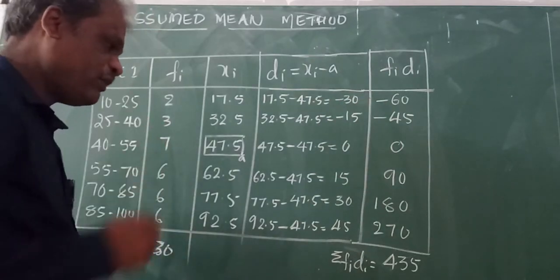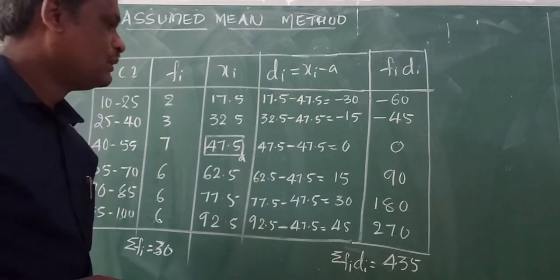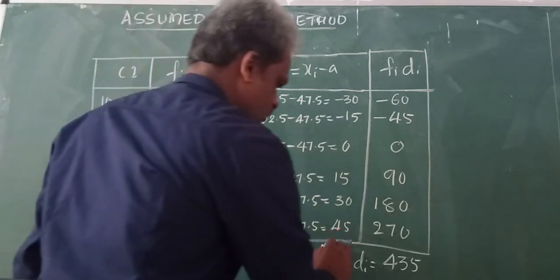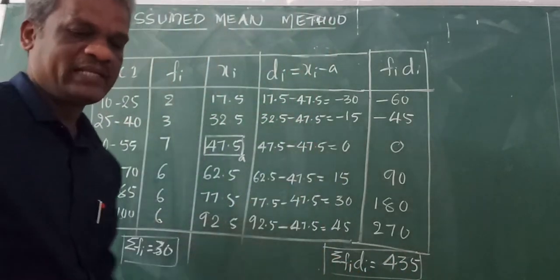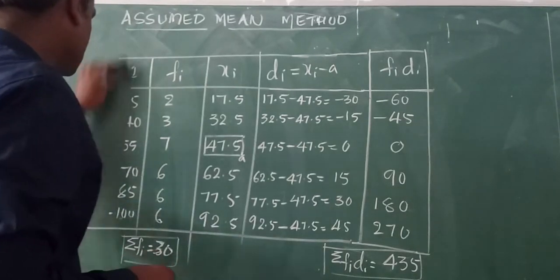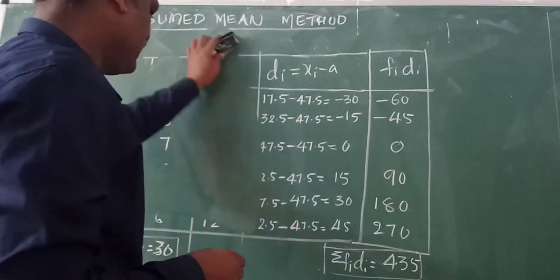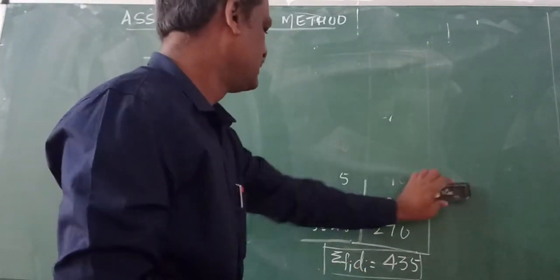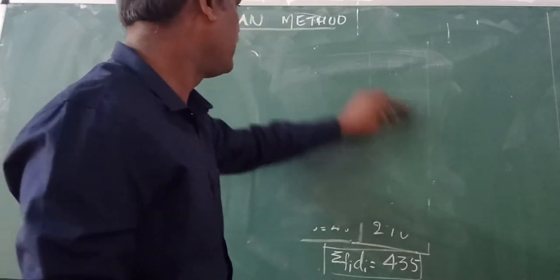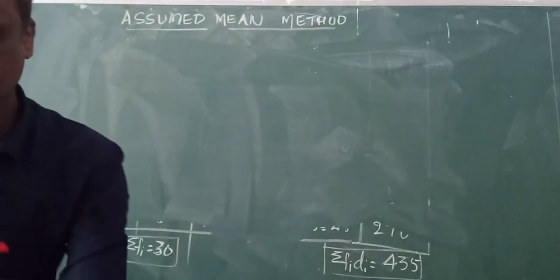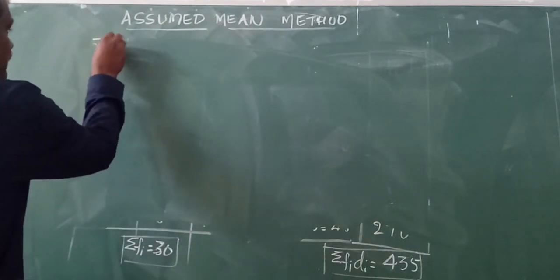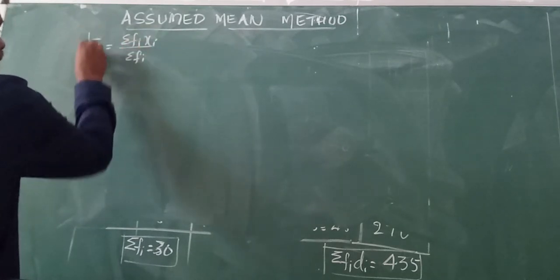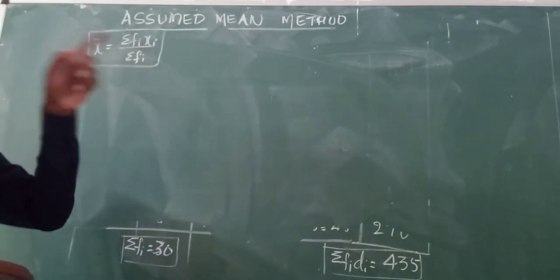Now we want to find the mean value. I will keep these two values, which are the only ones required now, and erase the remaining things from here. I need fi di. Let me derive the formula first, then I will come to the final solution. Now here you have the formula: x bar means sigma fi xi divided by sigma fi.